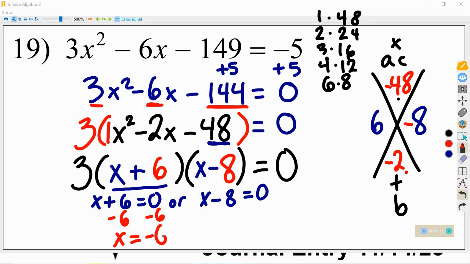And then I get x equals negative 6. And in this case, I'll add 8 to both sides, and we would get x equals 8. So don't forget that we have two solutions here. Okay, we got x equals negative 6 or x equals positive 8. Okay, so that's number 19.